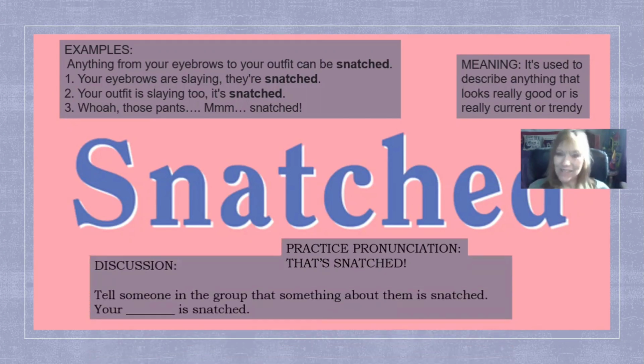I know you're not in a group class right now, but if you were in my group class right now, I would have you practicing this with another classmate. But if not, maybe you can practice with someone around you. Can you tell them that something's snatched? Hey, your hat is snatched. Ooh, love it. Maybe it's really trendy, really new, right? Or your jacket. Your jacket is snatched. It usually refers to something that has to do with your appearance. When something is looking really good, then you can say that it's snatched.